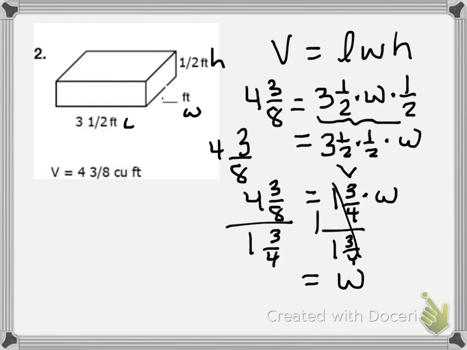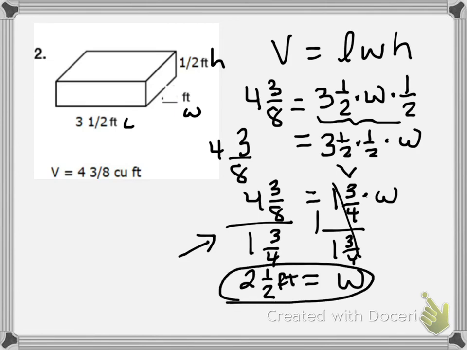And then I'm going to type this into my calculator with division. So 4 3/8 divided by 1 3/4. And that gives us a width of 2.5 feet. I'm going to leave it in fraction form. If you're typing it into your calculator, of course you can change these to decimals or put it in as fractions as well.